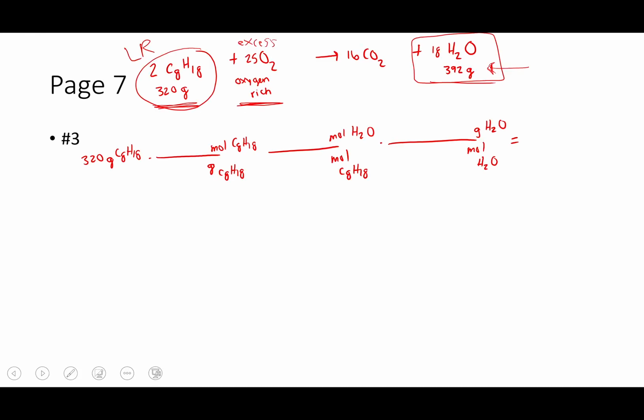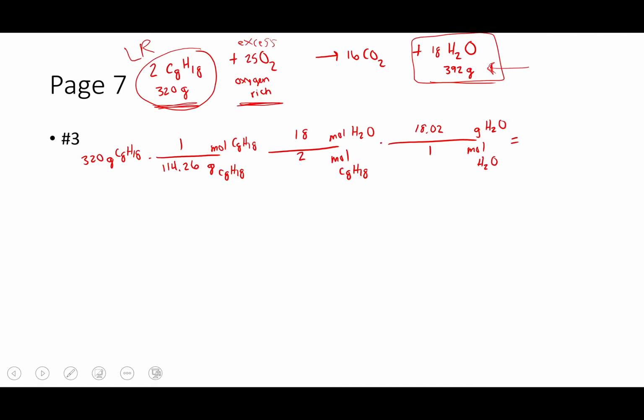So 1 mole is 114.26 grams of C8H18. My mole-to-mole ratio is 18/2. You can reduce that if you want. And then 18.02 grams over 1 mole. Sorry again. So when you plug and chug, that gives you 454 grams of H2O produced. So this is my theoretical yield.